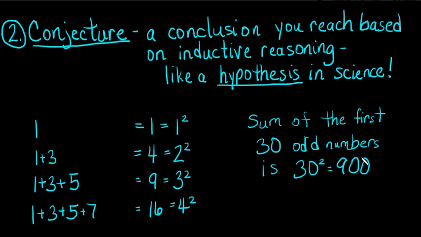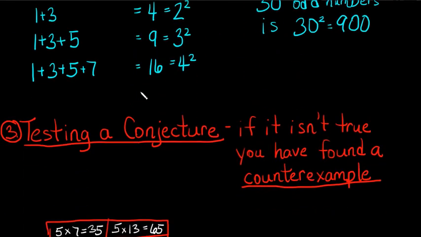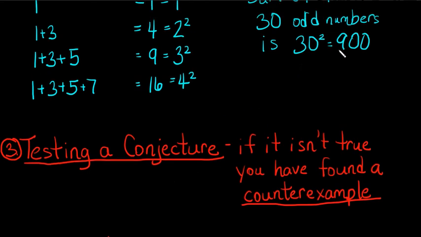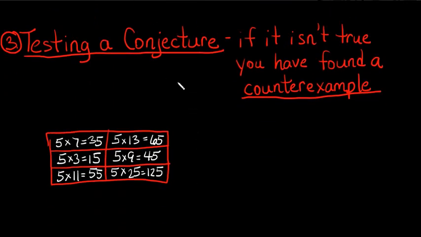Now, I don't know it for sure because I haven't tested it yet. When you make a conjecture, it's a conclusion you've reached based on inductive reasoning. It's not fully tested and proved yet, but you're pretty sure. So you've got to test it. Hopefully if you test this one, you'll find out that it's true. But if you test one and you find out it's not true, you found what's called a counterexample. This is another one of our tools we're going to use. Testing conjectures and finding something that proves it wrong is what a counterexample is.